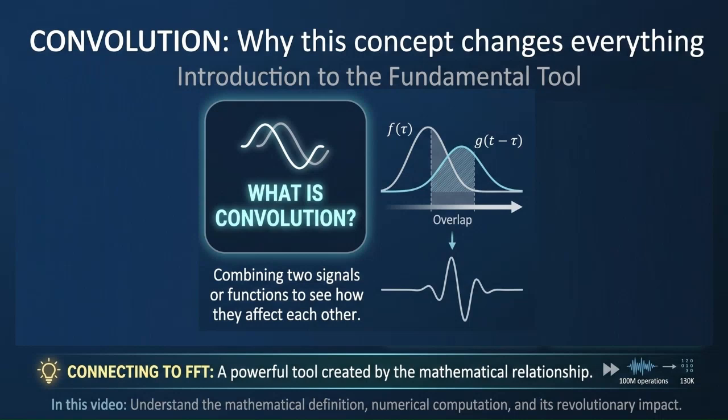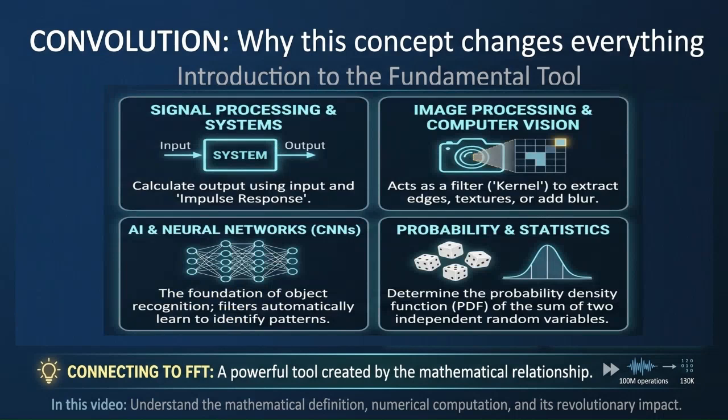In simple terms, when you perform convolution between two signals or functions, you slide one over the other and measure how much they overlap at each point. This simple idea gives us a way to combine two sources of information and understand how they influence each other. That's why convolution has critical applications across many fields.